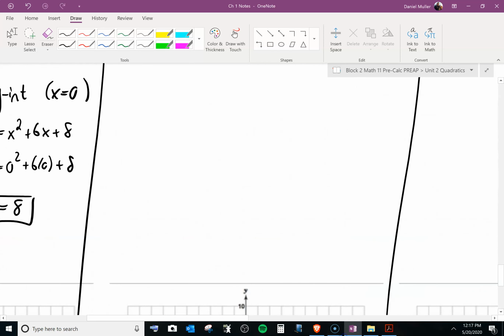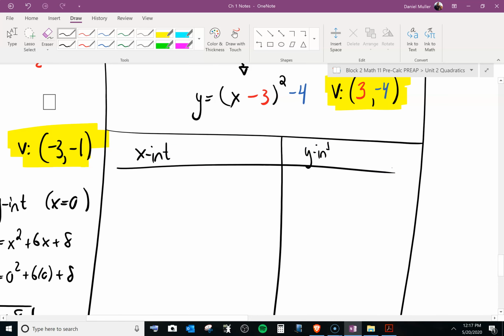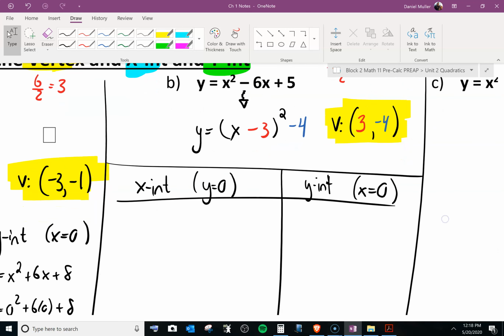Now I'm going to do my x-intercepts and my y-intercepts. I got to do both of those. Now for my x-intercept, and you're going to have to just remember this, to find your x-intercept, y is going to need to equal 0. And my y-intercept, x is going to need to equal 0. So if I write down my equation, which is y equals x squared minus 6x plus 5, and I make the y 0. So y is now set to 0, equals x squared minus 6x plus 5.